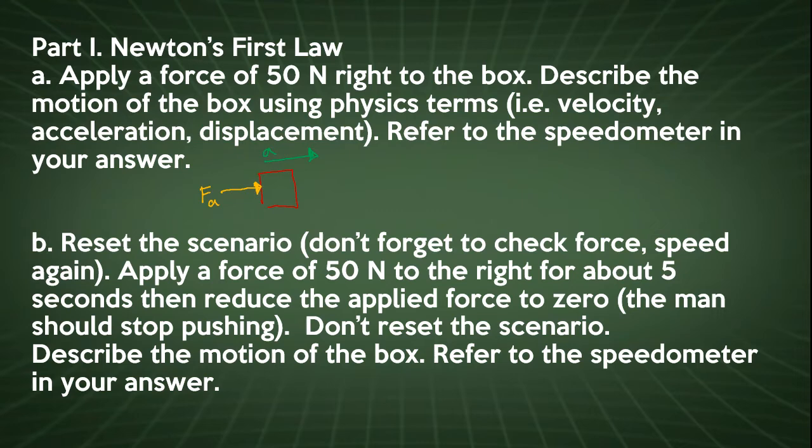So recalling what happened there is that the box moves to the right with the same motion as letter A, right? It still moves in this direction. However, when the man stopped pushing after 5 seconds, the box continues to move. Okay, so that's what happened there. Again, you push the box, it moves, then you reduce the applied force. However, the box still is in motion.